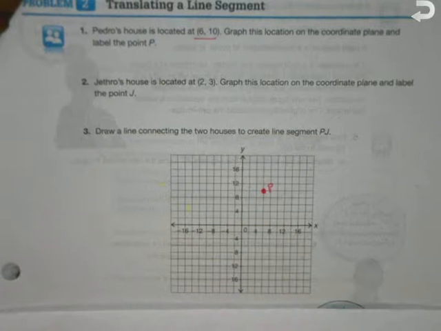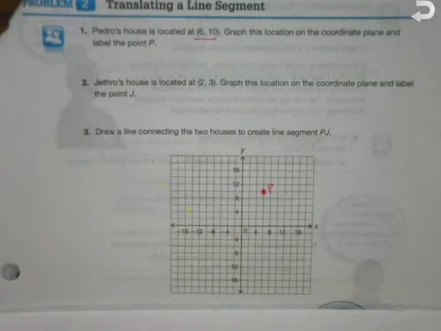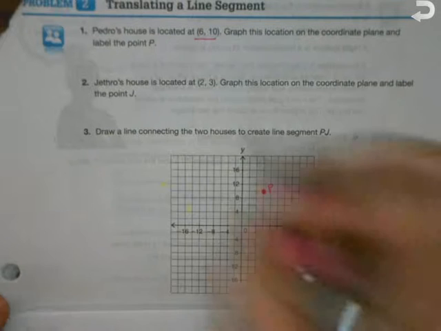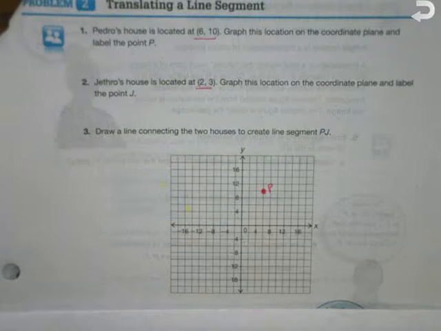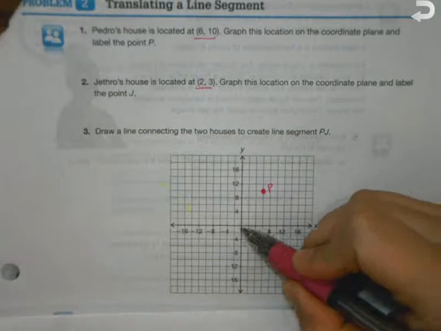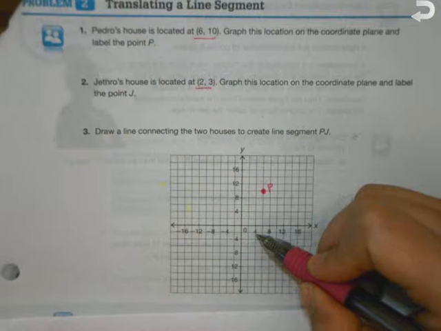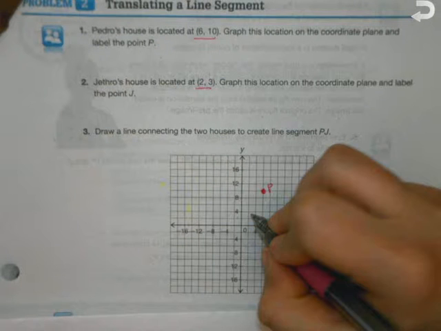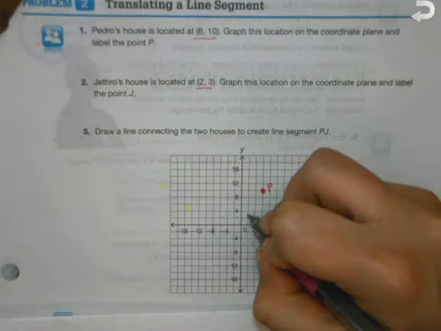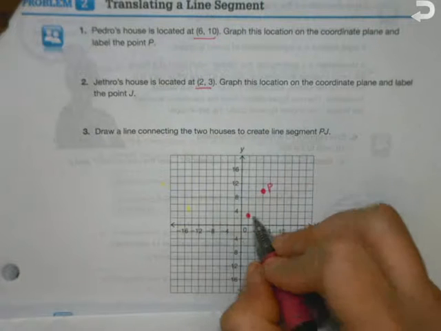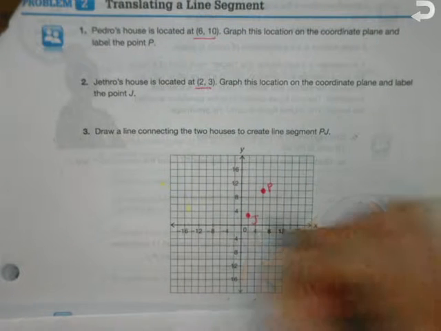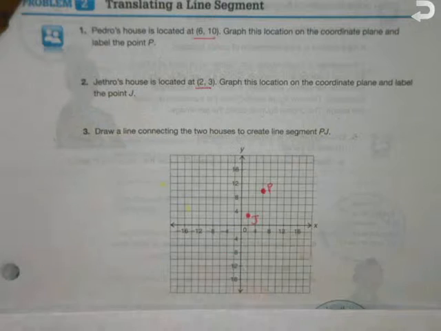Okay. And then it says that Jethro's house is located at (2, 3). Graph the location and label it point J. So do that for me really quick. So we're counting by 2s, guys, so we're going to go right 2, but if up and down I'm counting by 2s, where would 3 be located? In the middle between 2 and 4, right? And label that J. Draw a line connecting the two houses to create a segment PJ.